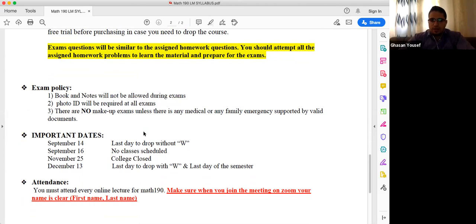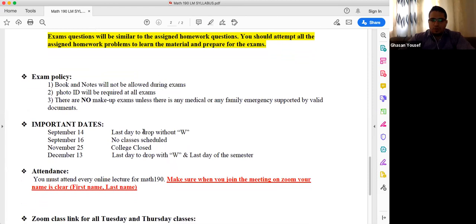No makeup for my exams. If you come to the exam late, no makeup. You will get a makeup only if there is a medical or family emergency supported by a valid document. Only with a valid document. For any other reason, you will not get any makeup for my exams.